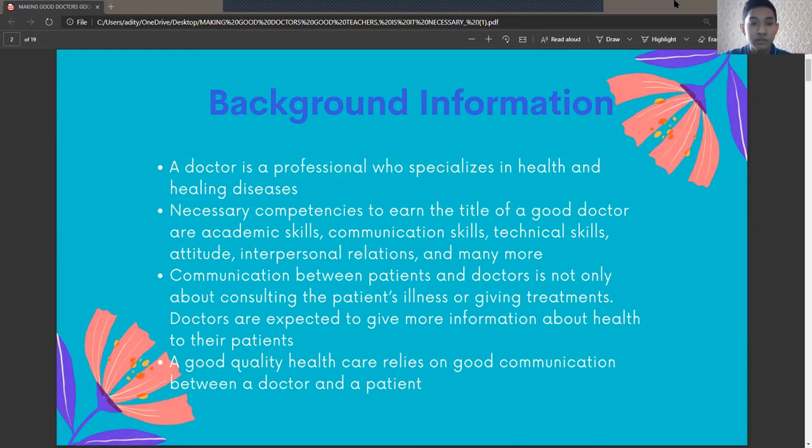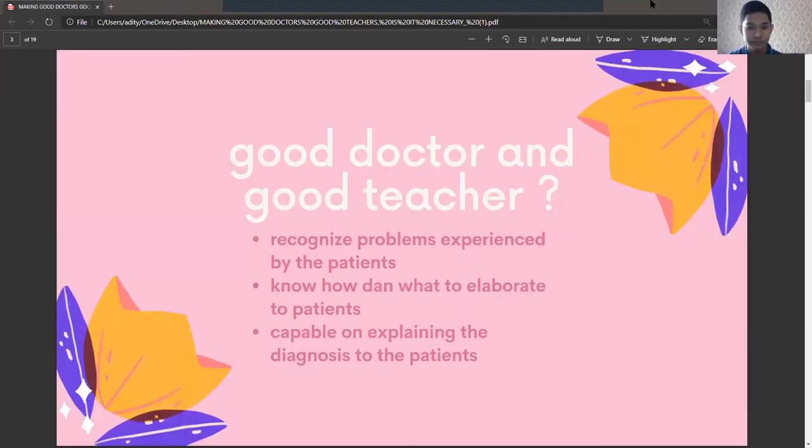A good quality healthcare relies on good communication between a doctor and a patient. It is one of the competencies that are essential for a good doctor to have, to share their knowledge of health with patients and to ensure that the information can be easily understood by the patient. So for a good doctor to be titled as both a good doctor and a good teacher, they need to know the problem experienced by the patient, know what to elaborate to the patient, and how to properly explain the diagnosis to the patient.